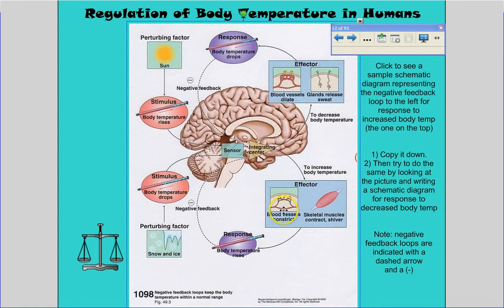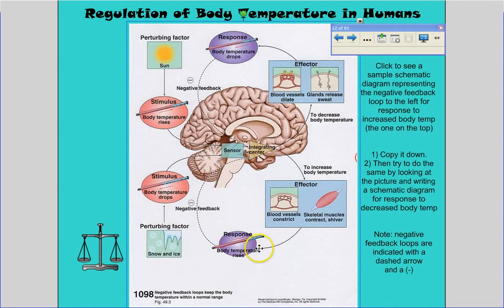So in this case, it causes blood vessels to constrict. So less blood is going to go out near your skin. You tend to look paler because your blood's not out near your skin. Okay, you want to try and keep the warmth on the inside of your body to keep your main organs warm. It also causes your skeletal muscles to contract so that you shiver. It causes the hair to stand up in your arms and legs.